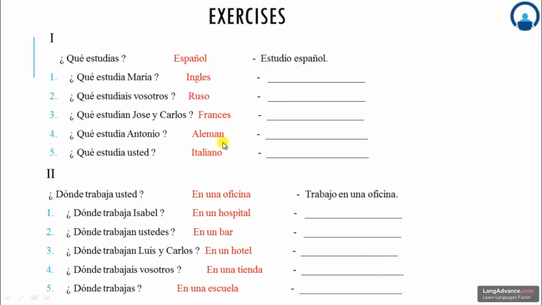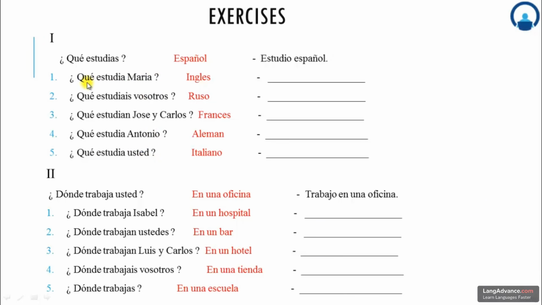Here in red, I've given you the answers which you have to answer in the blank on the right hand side to this question. So the answer here is Español, and hence I will write the answer as I study Spanish. That means estudio español. The question was what you study? I study Spanish. That's how you have to answer all these 5 questions.